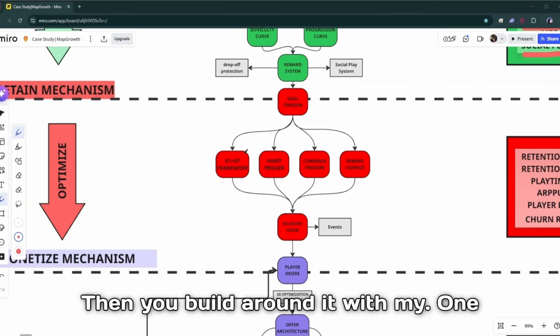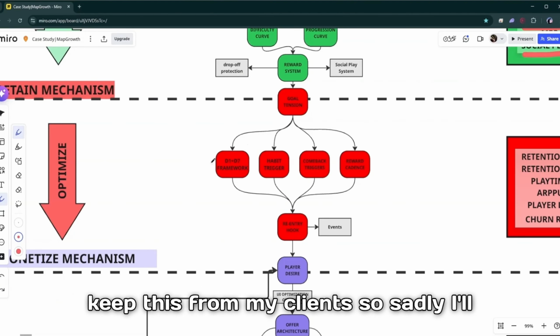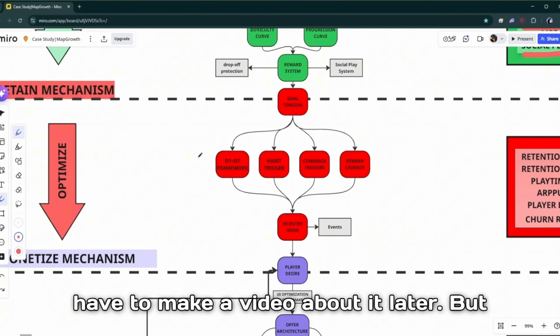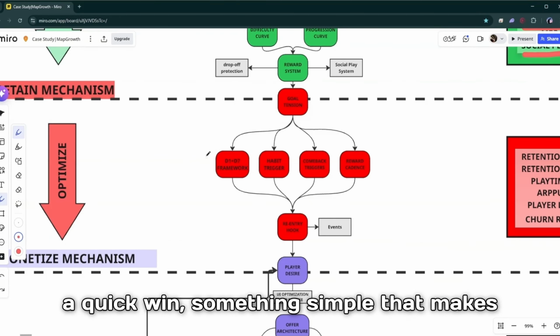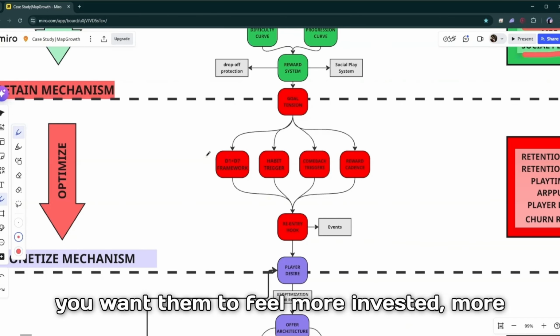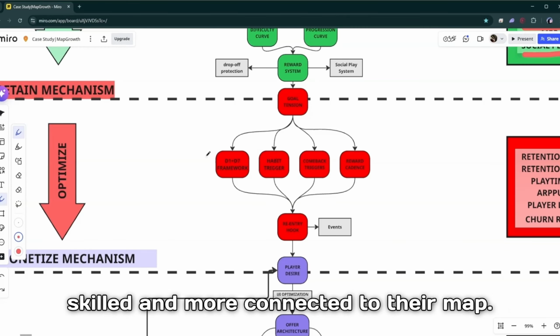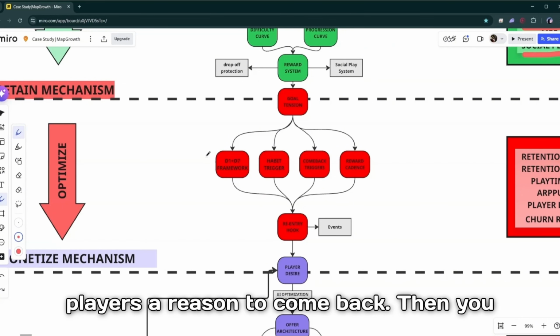Then you build around it with my D1 plus D7 framework. But I usually only keep this for my clients, so sadly I'll have to make a video about it later. But the goal here is, on day 1, you give them a quick win, something simple that makes them feel good fast. Then by day 7, you want them to feel more invested, more skilled, and more connected to your map. And after that, you use habit triggers to give players a reason to come back.